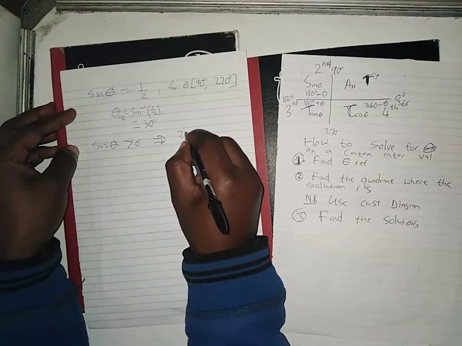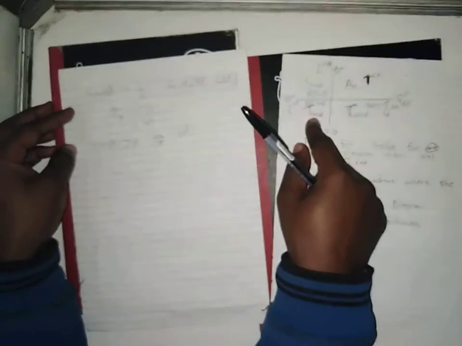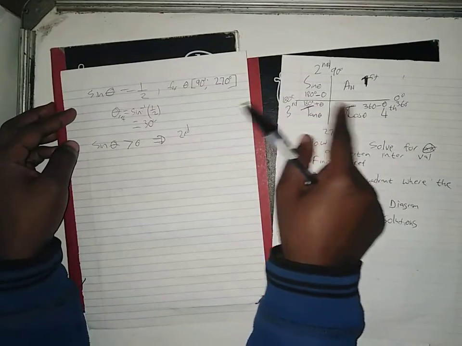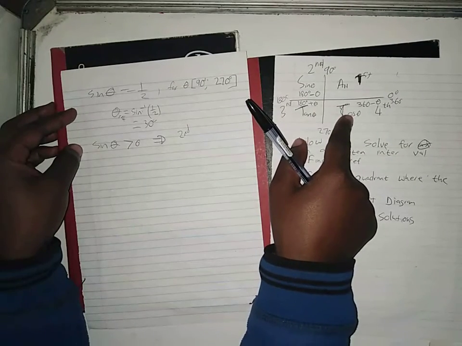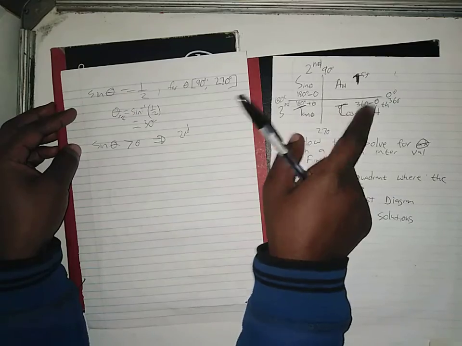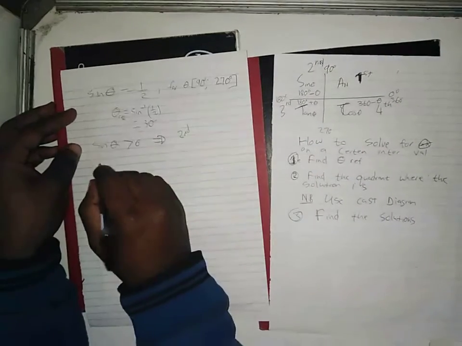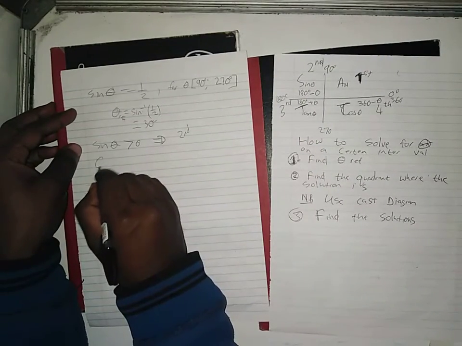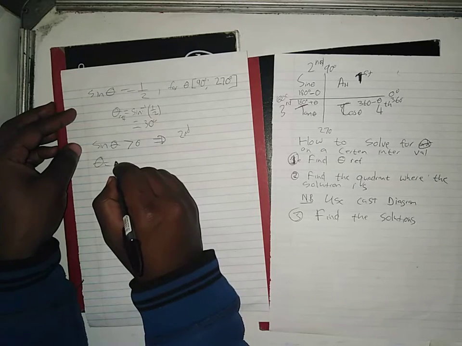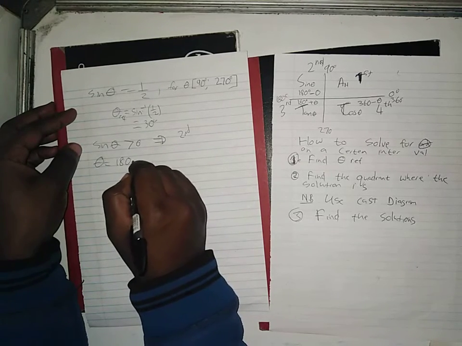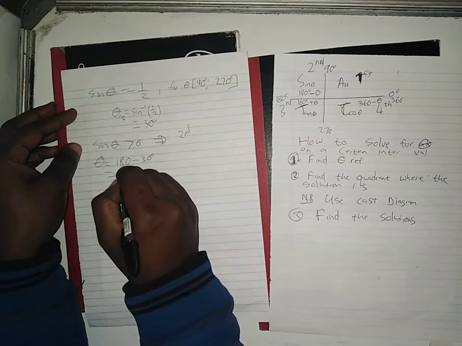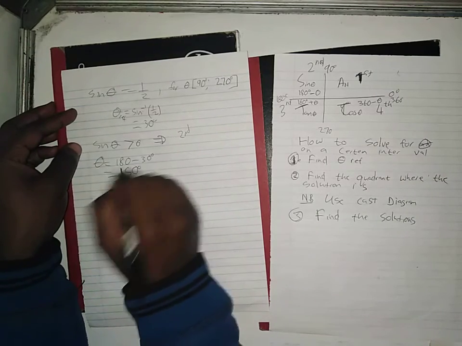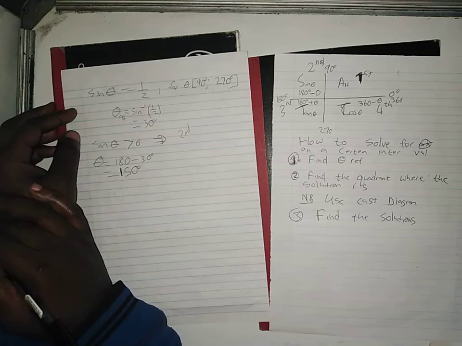In the second quadrant, because in the third quadrant the solution is not there, because sine is not positive here. And then the solution is not on the fourth quadrant because sine is not positive here, but it is there on the second quadrant. So you then get theta, which is equal to 180 degrees minus 30 degrees is equal to 150 degrees. So you only have 150 degrees here.